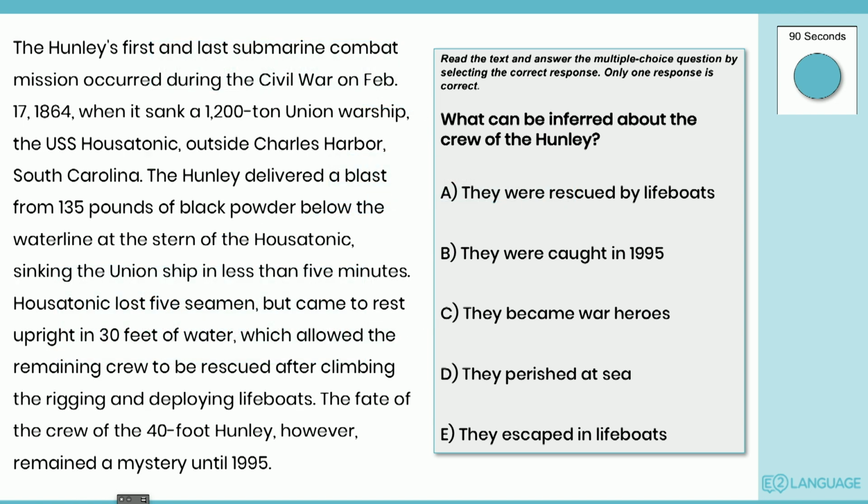But if you look carefully at that question prompt, it says, what can be inferred about the crew of the Hunley? So we're reading for an inference. What does that mean exactly? Well, if you think about the other question prompt and it said, what is the opinion of the author? The opinion will be quite clear. It's still slightly inferential.